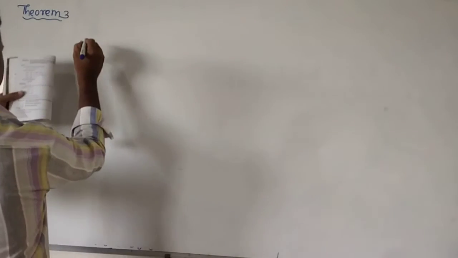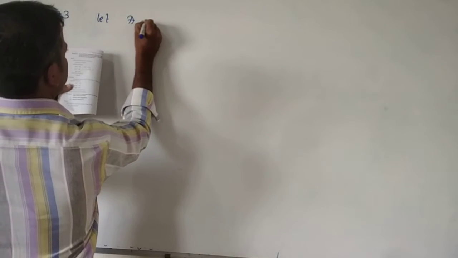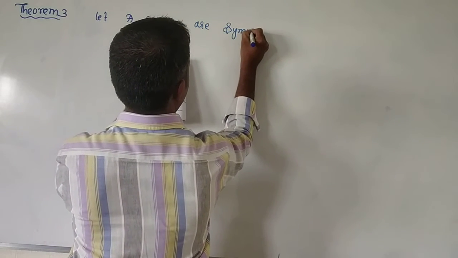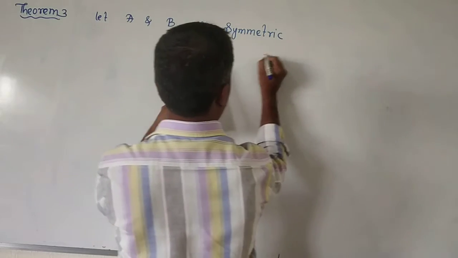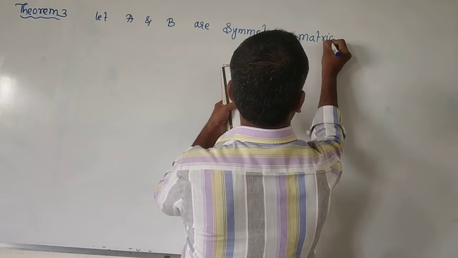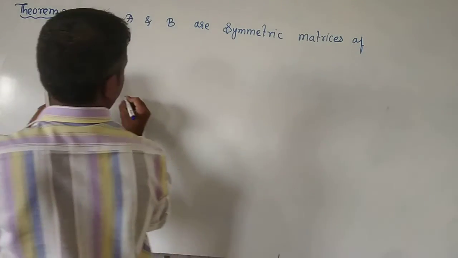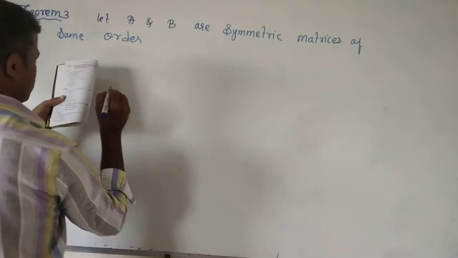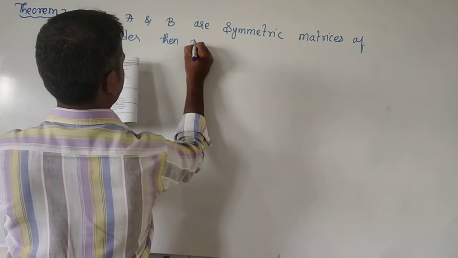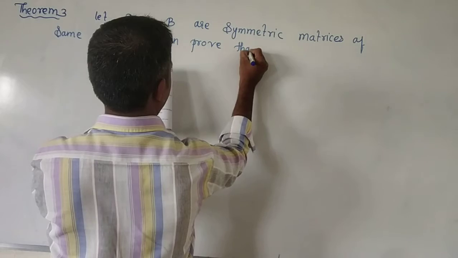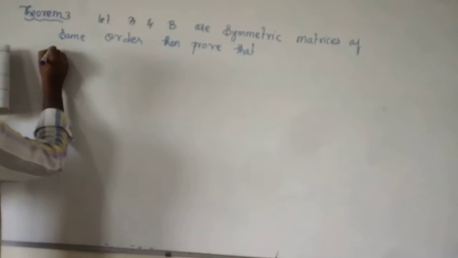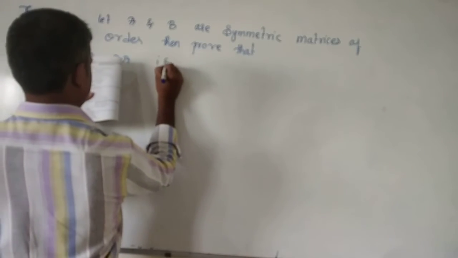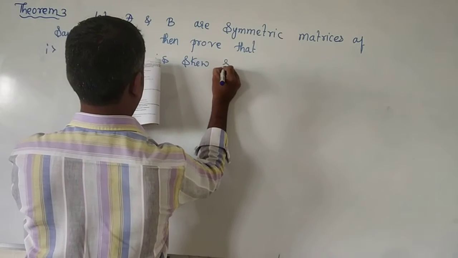Let A and B be symmetric matrices of the same order, then prove that, first, A into B minus B into A is a skew symmetric matrix.